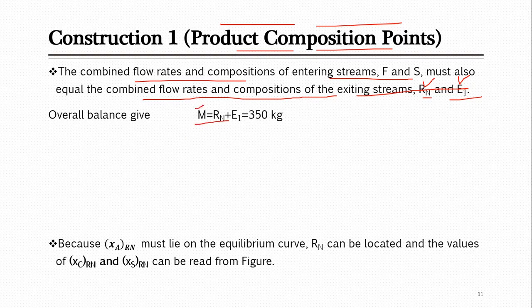In the overall material balance, you know that M was equal to F plus S, so F and S contribute towards M, and then M gets separated into raffinate and extract. So we can write that raffinate leaving from the end stage plus extract leaving from the first stage, their summation, will be equal to 350 kg. Still we don't know exactly how much raffinate and how much extract, which we will calculate, but this is based on the overall material balance of this system.